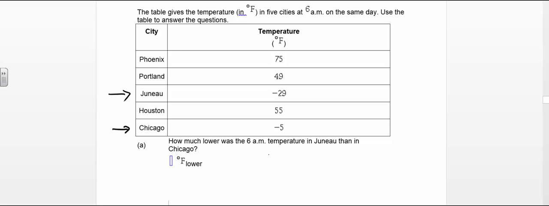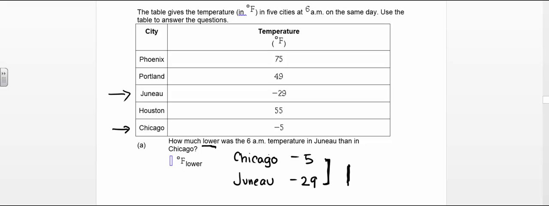So let's see, Chicago actually has the higher temperature, so I just like to write out Chicago is -5 degrees. So Juneau is -29 degrees. So I'm trying to find out how many degrees there are between them, right? They already tell me that it's lower, so it doesn't matter if they're asking if one temperature is higher or lower than the other. I just want to know the absolute number of degrees that's between -5 and -29.